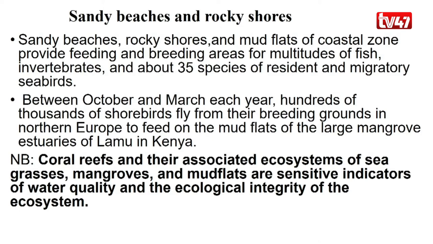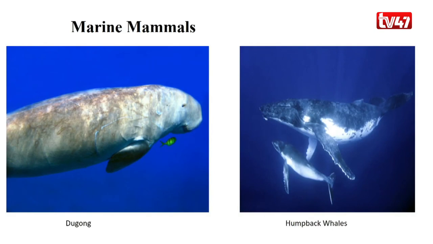Something to note here, students: coral reefs and their associated ecosystems of sea grasses, mangroves and mudflats are sensitive indicators of water quality and ecological integrity of the ecosystem. When you find all these ecosystems interrelating in a good way, it is an indication that the marine and coastal ecosystems are healthy, because the water quality and ecological integrity of those ecosystems have been sustained. So there's what you call sustainability of those ecosystems, so that they can also enhance the survival of the species that depend upon them.